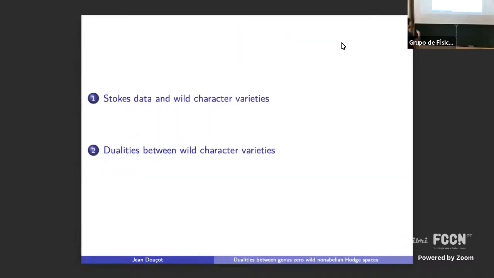Now what is the outline of the talk? First, I will spend some time explaining what Stokes data are and wild character varieties. We already met them several times this week, but I think it's still good to spend some time explaining the context. And then I will go to my main point, and explain how I can get in this combinatorial way some expected dualities between wild character varieties.